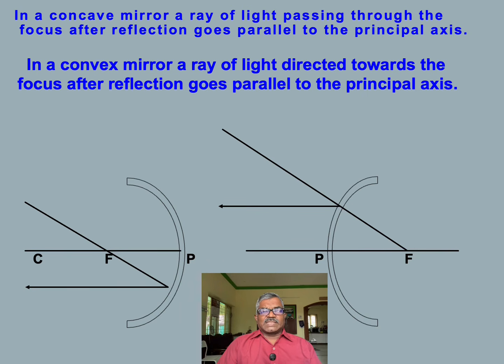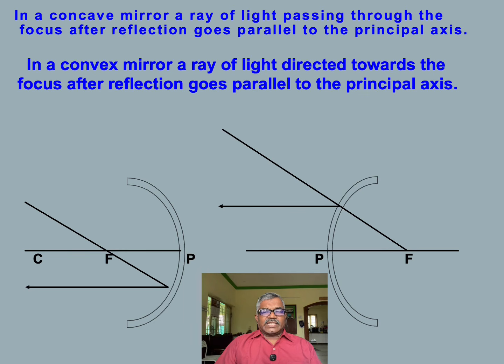A ray passing through the principal focus of a concave mirror, or a ray which is directed towards the principal focus of a convex mirror, after reflection will emerge parallel to the principal axis. This is just opposite to the previous point. A ray passing through the center of curvature of a concave mirror, or directed in the direction of the center of curvature of a convex mirror, after reflection is reflected back along the same path.